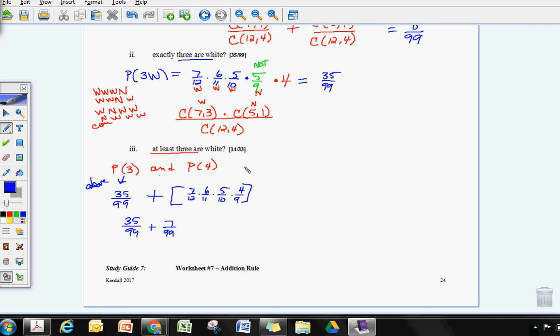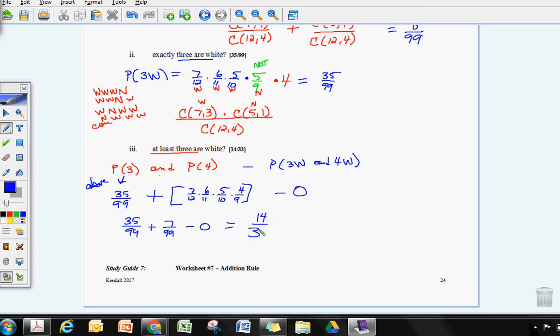And now I also need to subtract that idea of the probability that it's 3 white and 4 white at the same time. Guess what? That's going to be 0. It never happens. So subtract off 0, and my final answer should be 14 over 33.